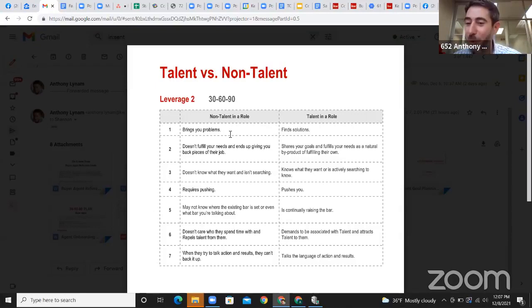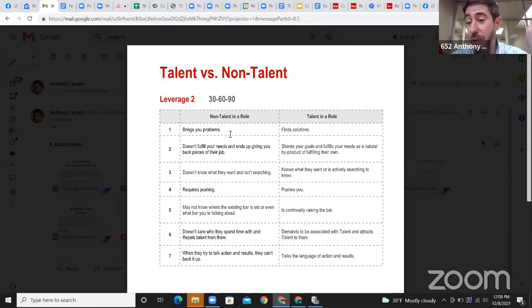We're talking about just simple behaviors that tell you whether or not this person is eventually going to be somebody who can rise to the top, or is going to be somebody who just probably stays where they're at, right? Yep. Non-talent in the role: doesn't fulfill your needs, ends up giving you back pieces of their job. Talent in a role just shares your goals and fulfills your needs as a natural byproduct of fulfilling their own.